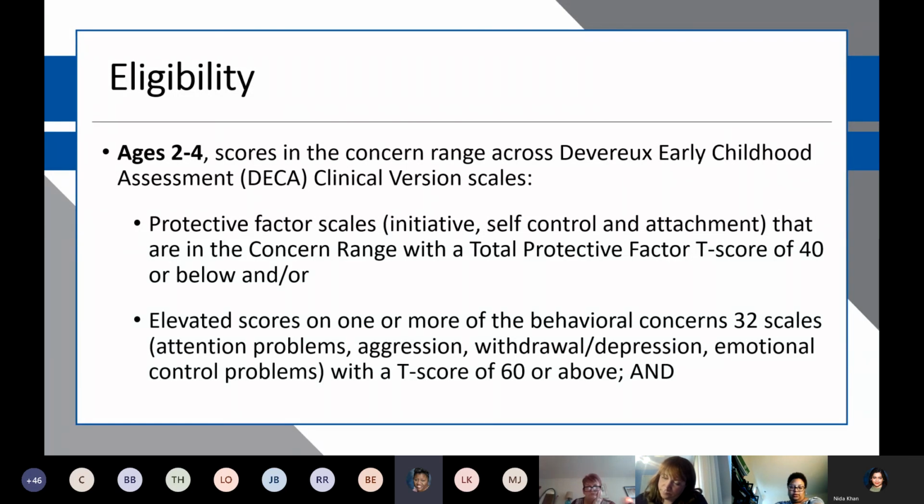I want to emphasize that, or more of the behavior concerns of the 32 scales that are listed on the DECA assessment tool. And the scores we're looking for have to be a T-score of 60 or above. Once again, this would only apply currently to the Easter Seals Infant Mental Health Program.